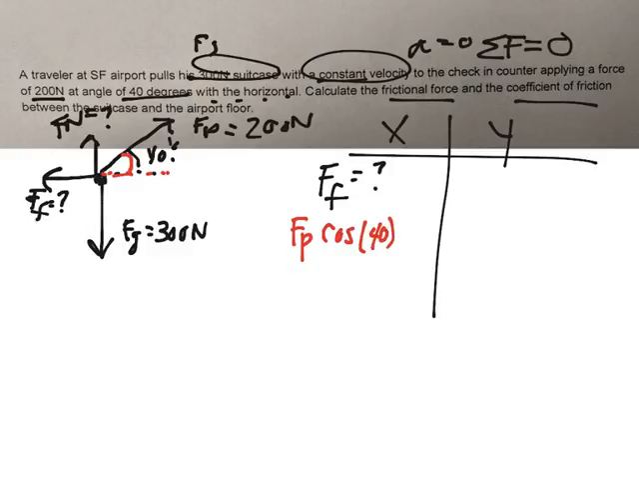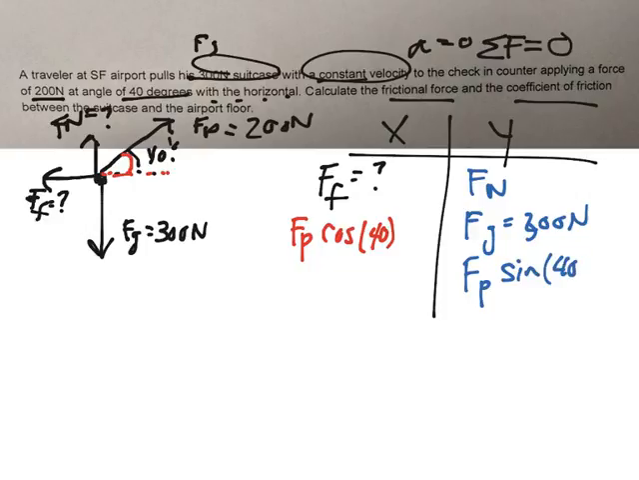Alright, and then in the Y direction, we have Fn, we have Fg, which we do know to be 300, and we have the force of our push. We already used cosine, so definitely got to use sine. So now we need to write out some equations for these. We know that all of this has to add up to 0, and all of this has to add up to 0, where these are negative.